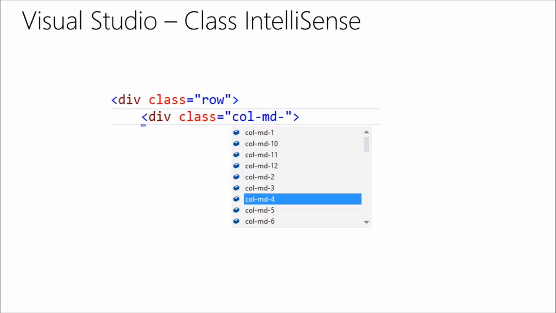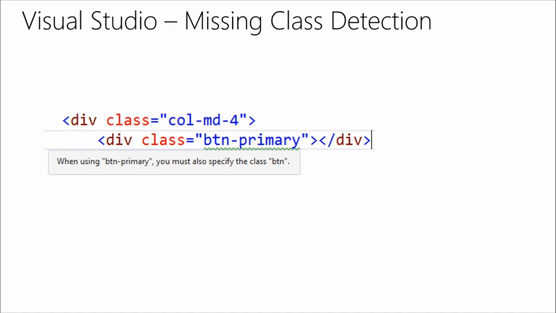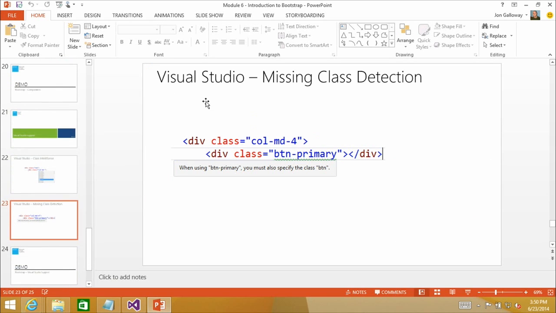So this is really nice with IntelliSense: as I start typing things, it's going to indicate what exactly I've got. What are my options? The other thing you can get wrong is you can put in the right class, but you have these class dependencies. So button primary requires that I also specify class button. If I don't put that in, again, it just doesn't work. What went wrong? I don't know, right? So here, Visual Studio actually has tons of intelligence going on behind the scenes, figuring out things like that for you.